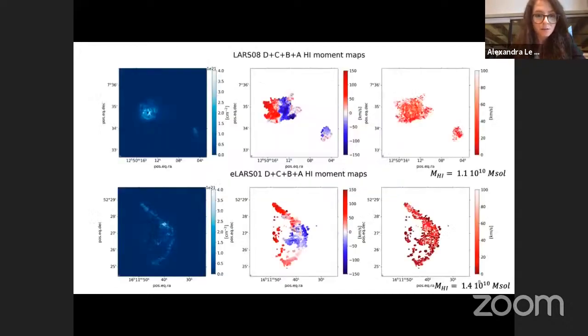And this is what we see. On the top panel, you can see LARS 8 H1 moment maps, and on the bottom panel, this is the last one.